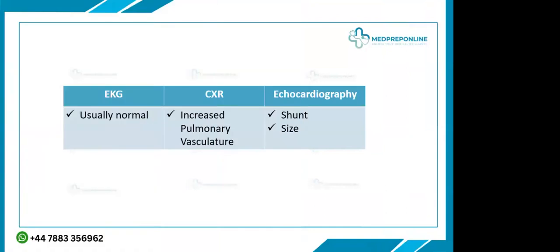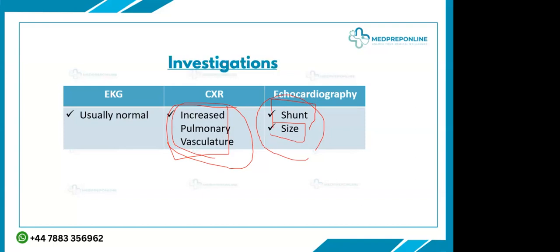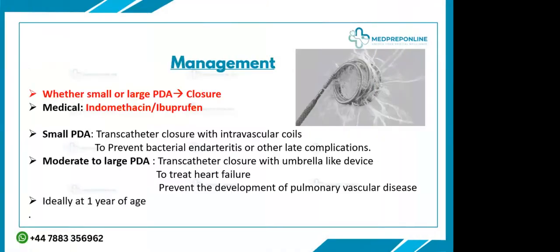And the EKG is usually normal. There will be increased pulmonary vasculature because you are continuously shunting the blood from the aorta to the pulmonary artery and from the pulmonary artery to the lungs. So the pulmonary vasculature will be increased. And on the echocardiography, you are going to see the size of the defect, the level or magnitude of the shunting from the aorta to the pulmonary artery, the pulmonary arterial pressure, and whether any other congenital heart defects are present or not.